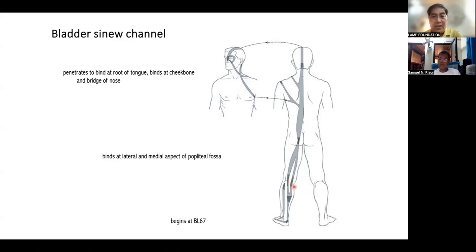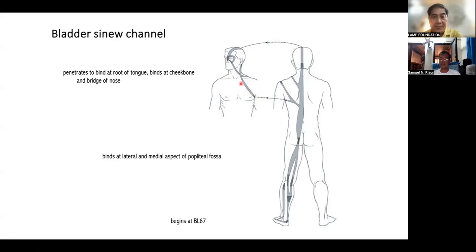These two branches join in the gluteal region and continue upwards along the side of the spine to the nape of the neck, where a branch reaches inward to the root of the tongue. Okay? Above the neck, the channel joins with the occipital bone, and then it proceeds over the head to the bridge of the nose. So a branch will cross the top of the eye and connects at the side of the nose below. Another branch will extend below the axilla, sa may kilikili, and over the chest.